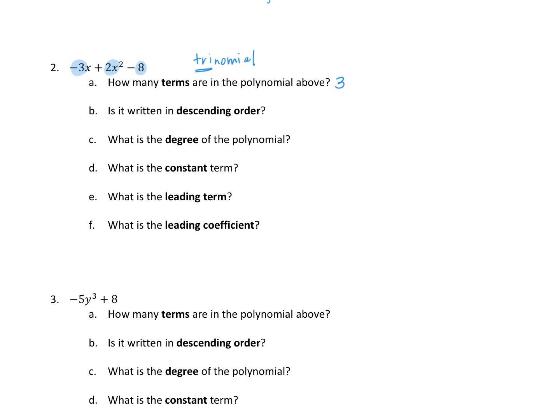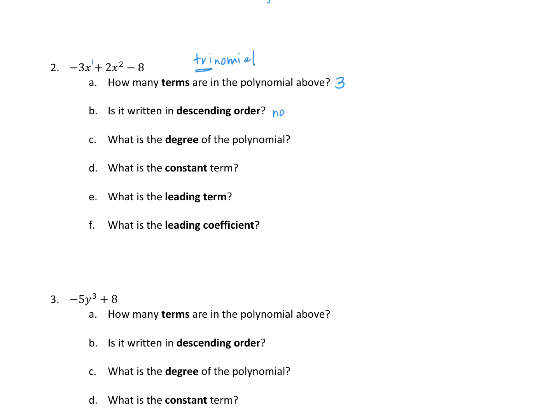Is it written in descending order? So for that, you want to look at the exponents. So the first exponent that you see is a 1. The next exponent is a 2. So that is not in descending order. You often want to write your polynomial in descending order because it helps you identify the leading term easily. And it's also good because when we start factoring, which we're going to do soon, you need it to be in descending order generally.